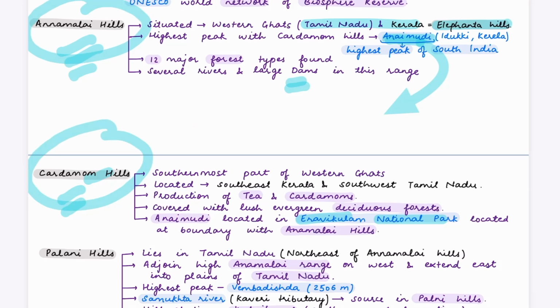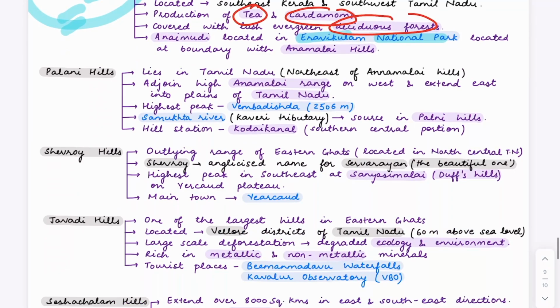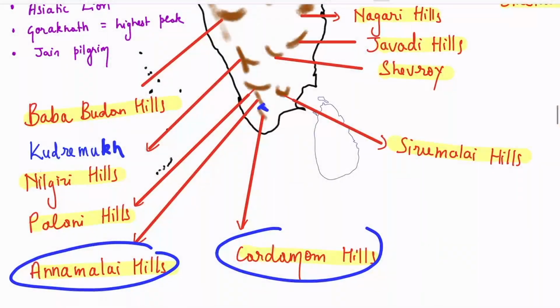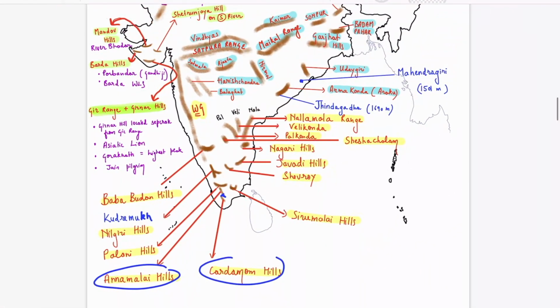As the name cardamom is given, it is obvious that cardamom is an important product grown here, and along with the cardamom, tea is also grown. In terms of forest, it has evergreen and deciduous forest.